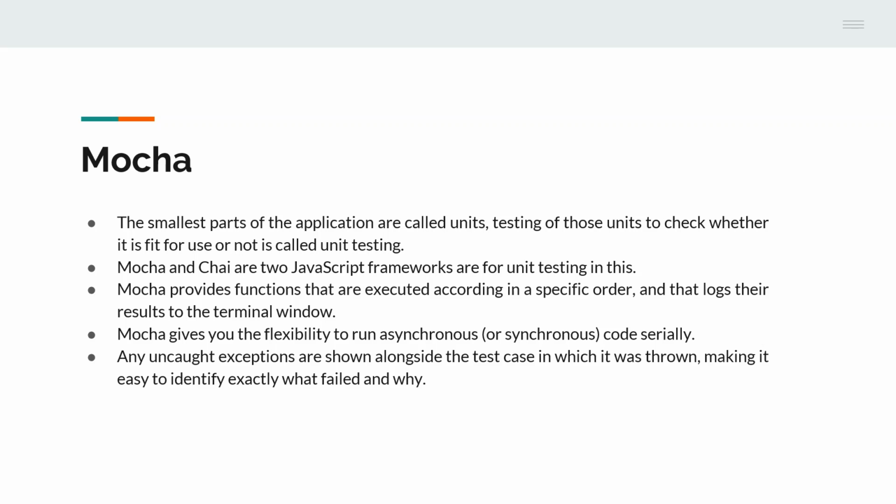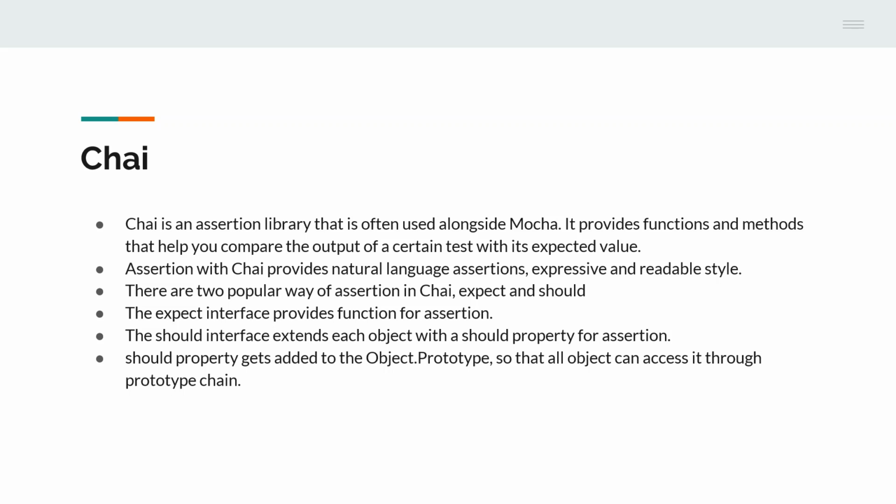Coming to Chai, it is an assertion library that is often used alongside Mocha. It provides functions and methods that help you compare the output of a certain test with its expected value. Assertion with Chai provides natural language assertions in an expressive and readable style. There are mainly two popular ways of assertions in Chai, expect and should. The expect interface provides functions for assertion, and the should interface extends each object with a should property for assertion. The should property gets added to Object.prototype so that all objects can access it through the property chain.